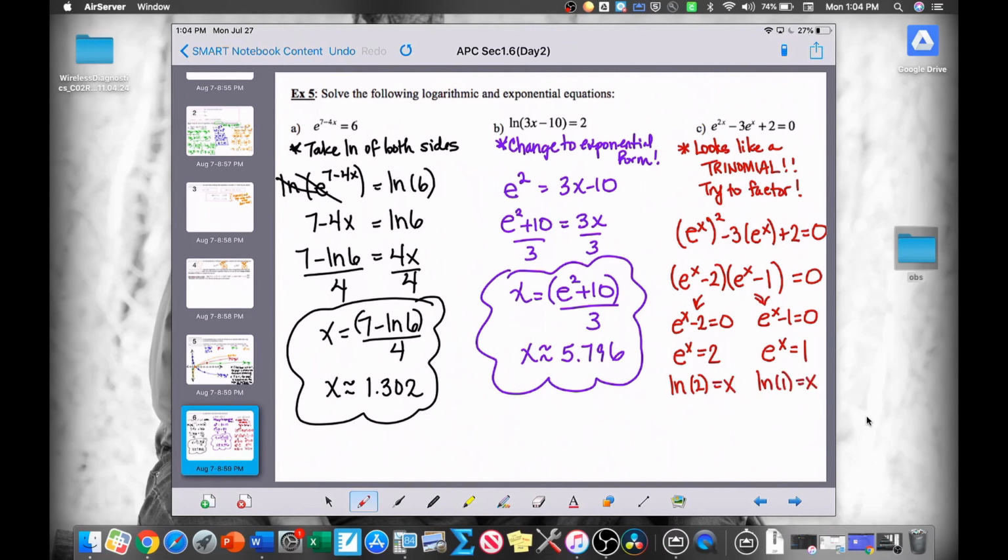Natural log of 2, that's an approximate number. So if we grab our calculator, natural log of 2 is approximately 0.693. Natural log of 1, that is an exact value. That is x equals 0. Natural log of 1 is 0 because anything to the 0 power is 1, right? So if e to the 0 is 1, then natural log of 1 must equal 0.